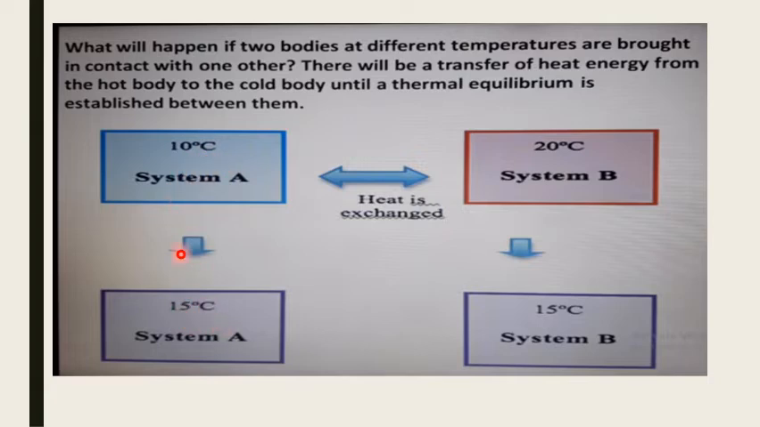So here in this condition heat is increasing. Here in the system B, the temperature is decreased from 20 degree to 15 degree. Finally what will happen? System A and system B will attain the same temperature. So this is called the thermal equilibrium.